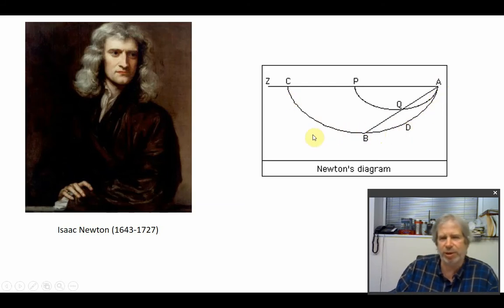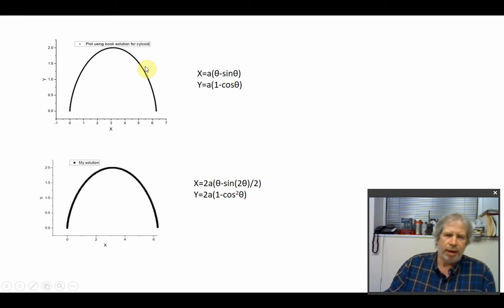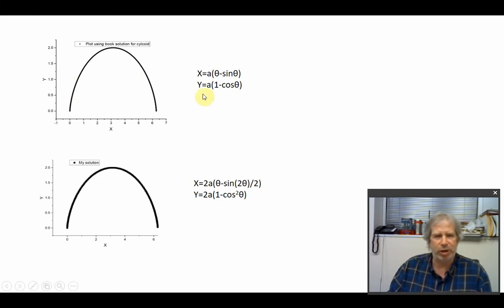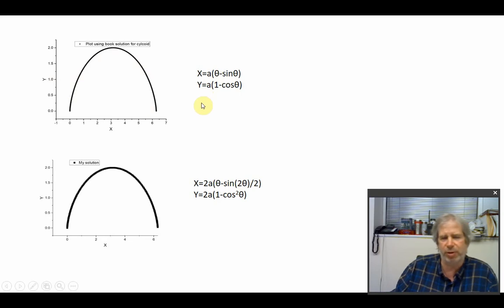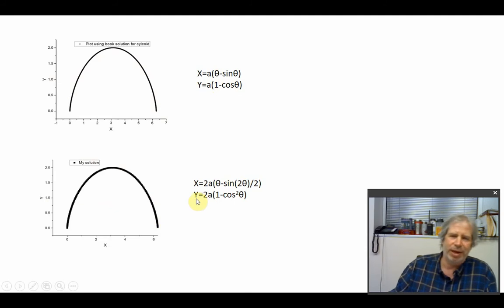I'll tell you right away what your textbook gives you as a solution. These are the x and y parametric equations for the cycloid. And there's y versus x plotted here for these equations. Now, we'll work through it together, and I'll show you we'll get this solution. But here is that solution plotted, so you can see it's the same. For both of these, I let a equal 1, and I plotted from theta equals 0 to 2 pi.